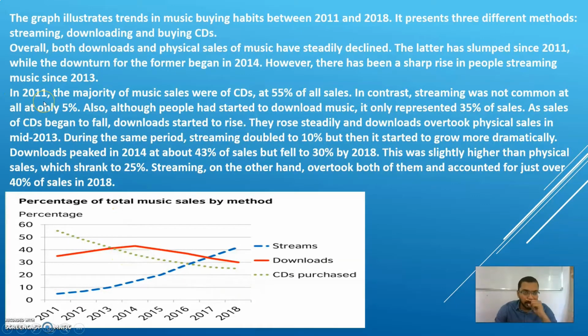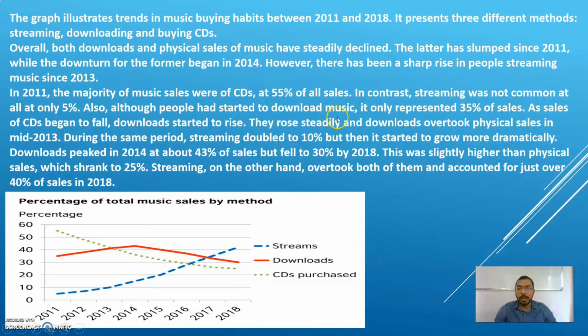Next, in 2011 the majority of music sales were of CDs, that is 55%. In contrast, streaming was not common and was only 5%. See here, 2011, where I'm pointing the cursor, streaming 5%, and see now where I'm pointing the cursor, CD 55%.